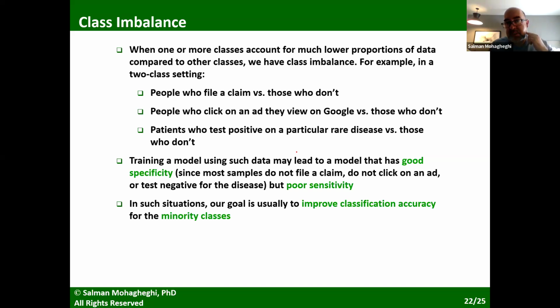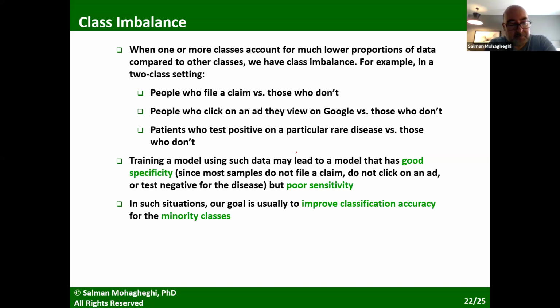In this situation, if you train the model, what's going to happen is if you don't pay attention to class imbalance, you're going to end up with a model which has good specificity, meaning that it mostly identifies individuals or data instances as non-event, as negative, because the majority of them are anyway.